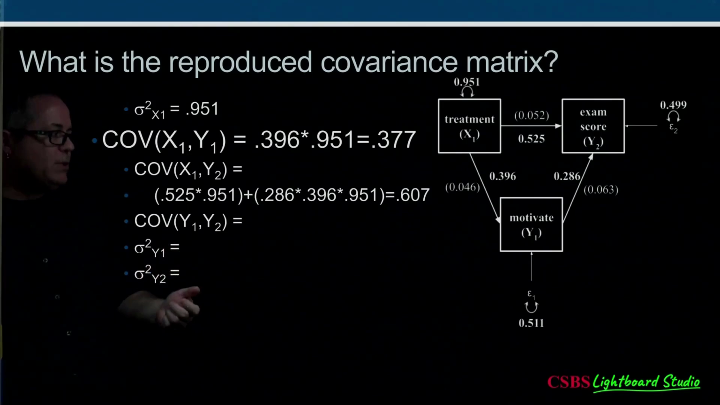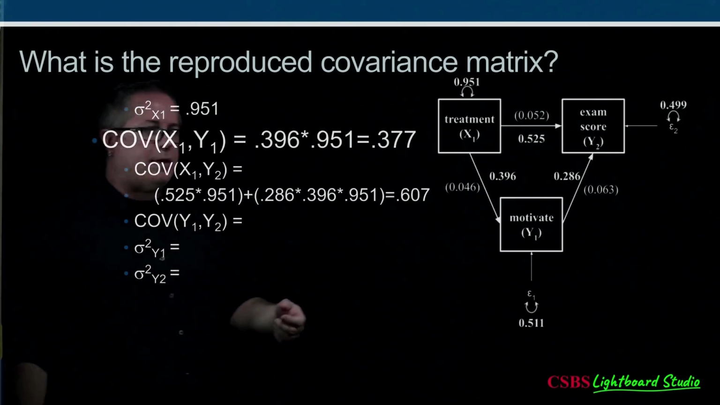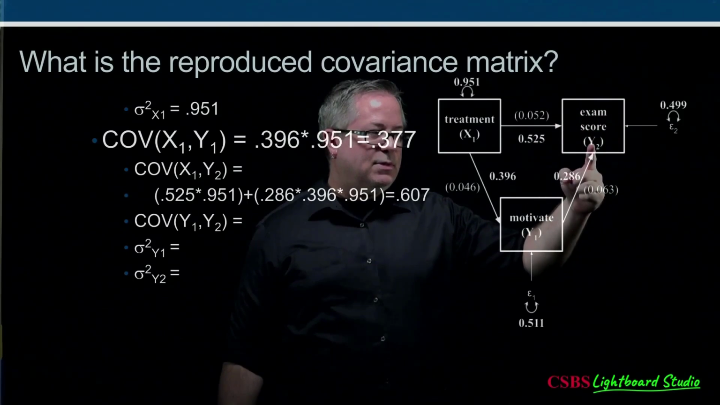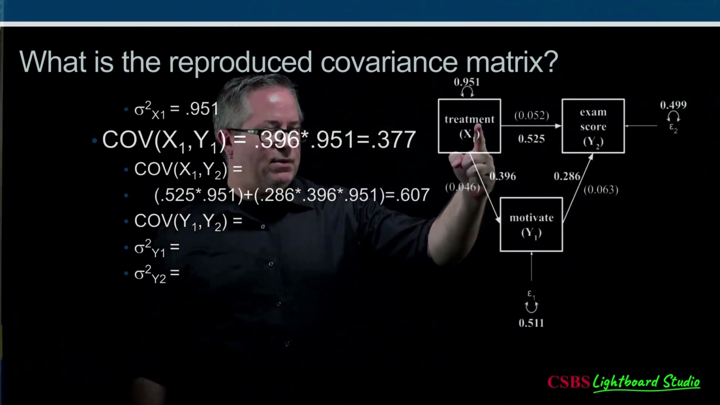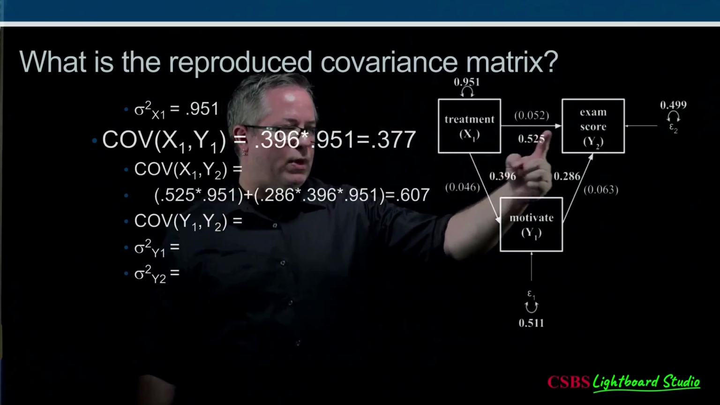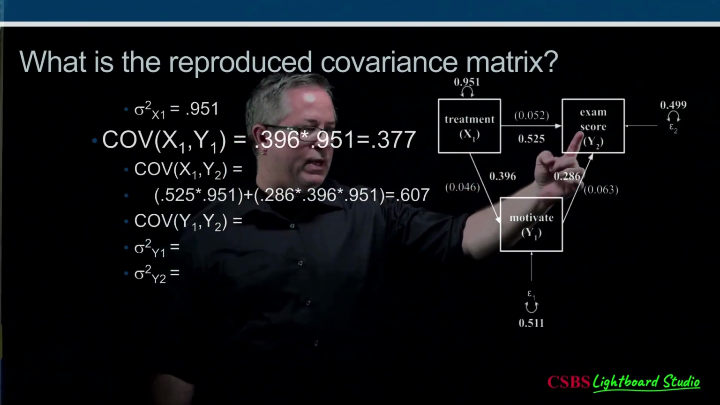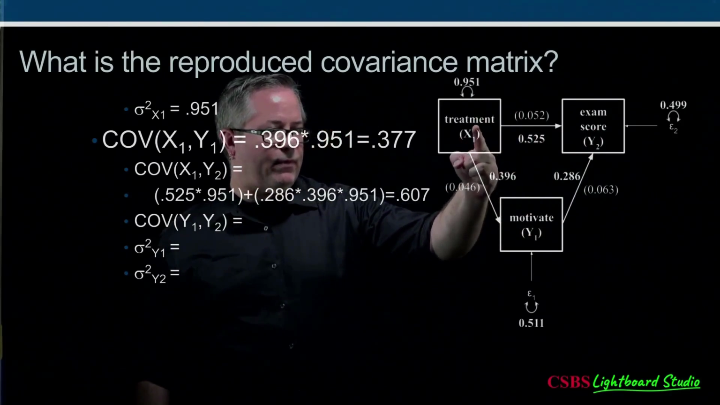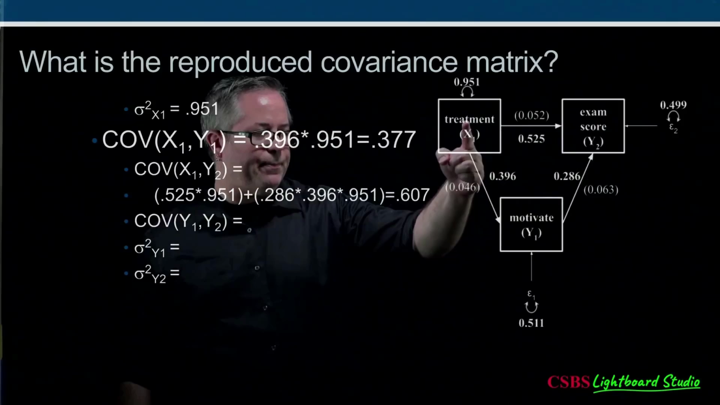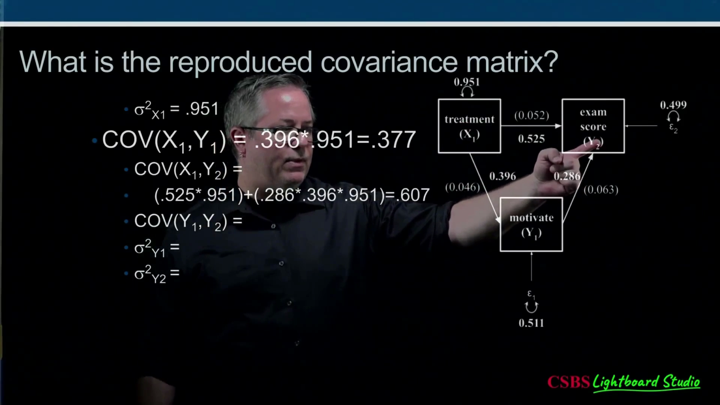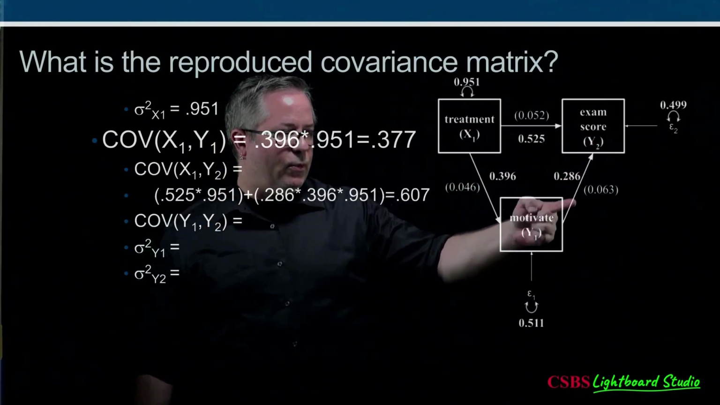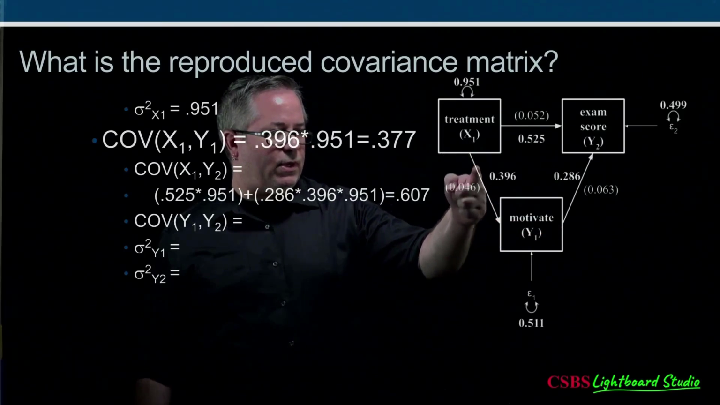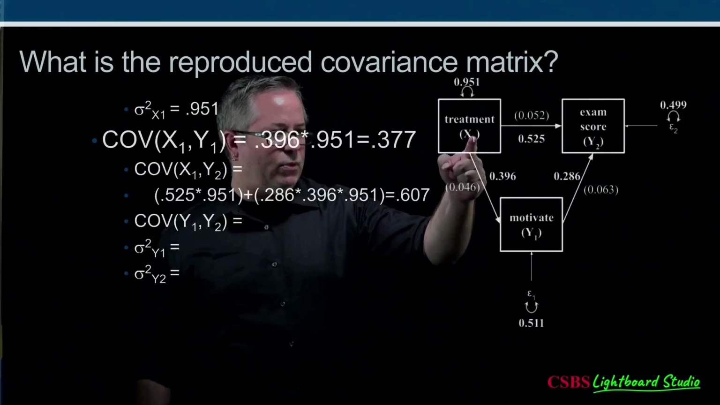For the next one, which is for x1 and y2, there's two parts to that. You have y2, which relates directly to x1. And so there's this direct path. That's one way, so we can multiply 0.525 times 0.951. But it also has the indirect effect where it connects to motivation and back to x1 again. So there's this way too. So we need to include both of those.